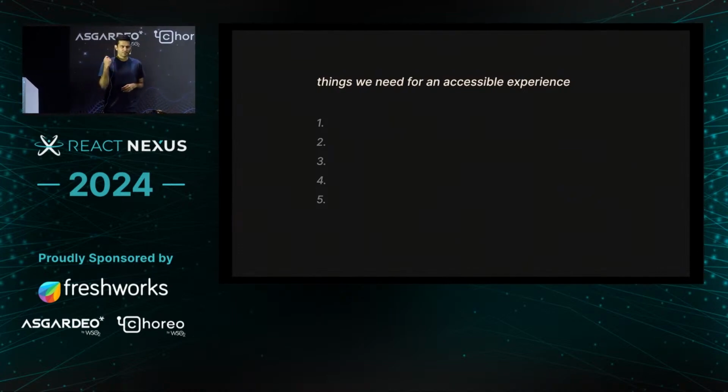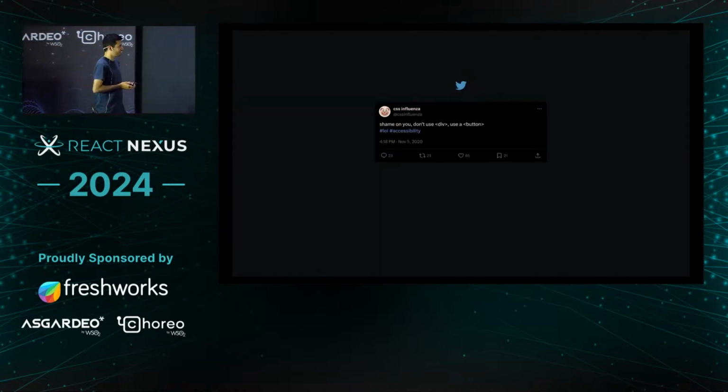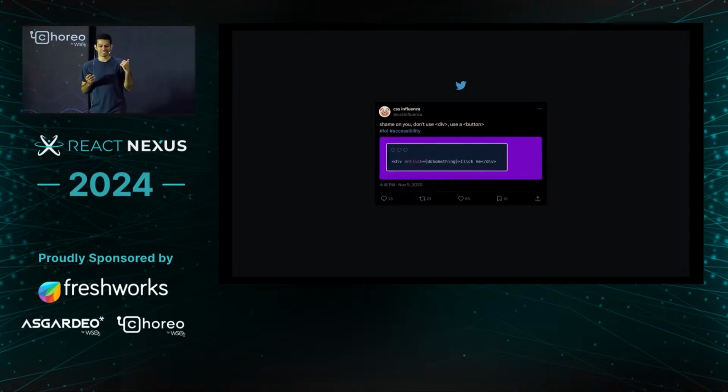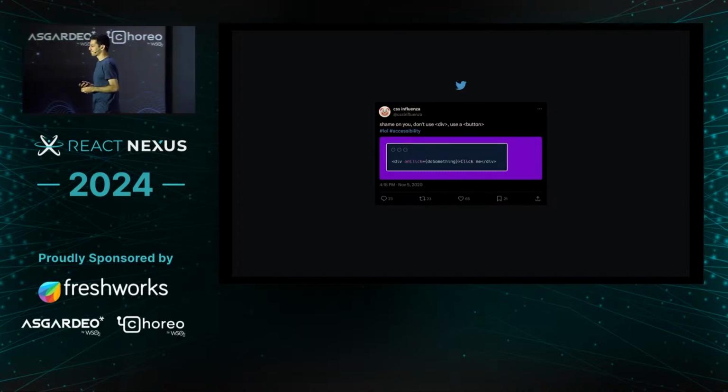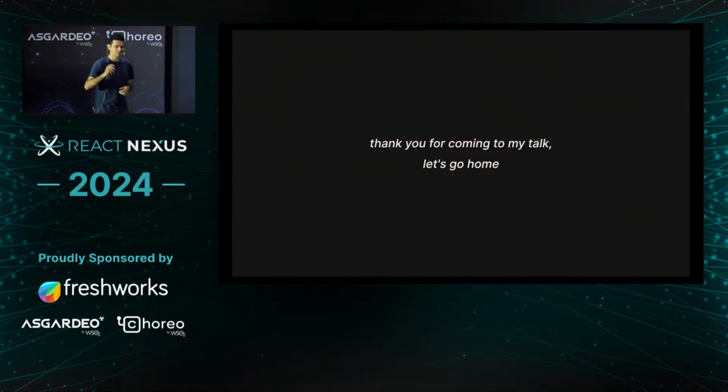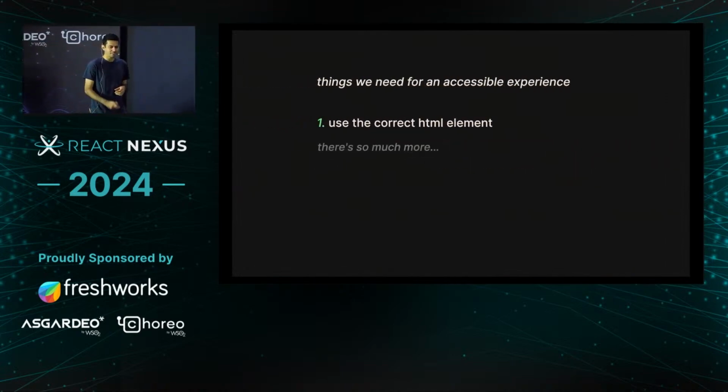So what are things that you need for creating an accessible experience? If you go on Twitter, there's a pretty popular joke, which is that you should use a button instead of a div because you should care about accessibility. And it's usually followed up with a purple image with some code, and there's no alt text on the image, obviously. So if we listen to the Twitter shamefluencers, you need to use a button instead of a div, and that's kind of it. We could just go home now. Thank you for coming. But of course, there's more. So nice. Commit to the bit.